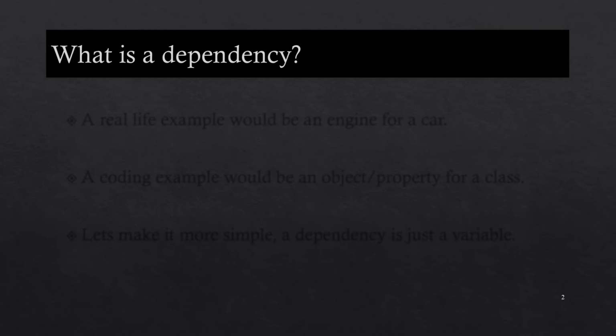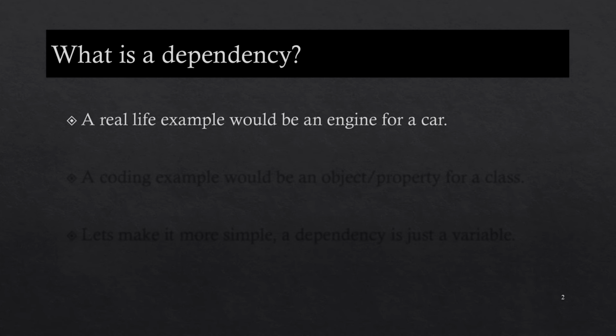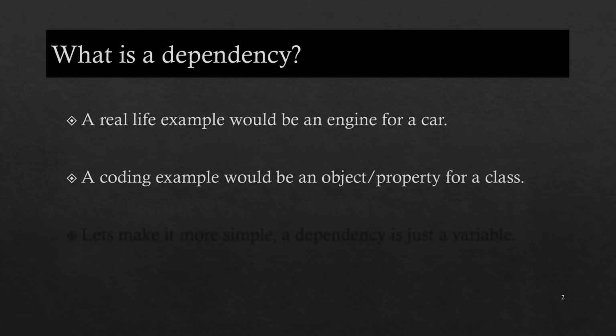So for starters, let's understand what is a dependency. A real life example would be an engine for a car, or we can say that an engine is a dependency of a car. Or in other words, we can say that the car has a dependency of an engine. A coding example would be an object for a class. So a dependency is an object or property for a class to work properly.